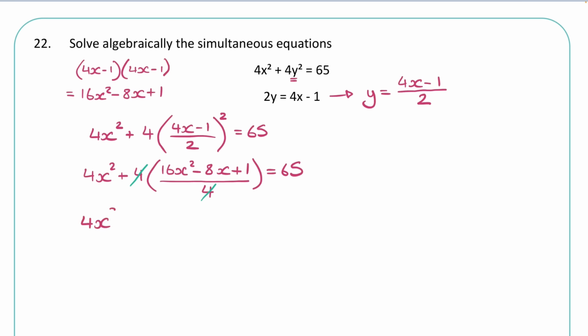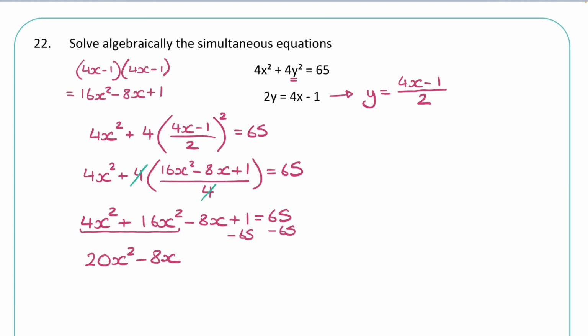So we have 4x squared plus, and because they just cancel each other out, we have 16x squared minus 8x plus 1 is equal to 65. We can now join together these two like terms here. That's dead easy to do in one step, so I'm also going to minus 65 because we need this equal to 0. So we'll do both of those in one step just to avoid writing out this line over and over again. So we get 20x squared minus 8x minus 64 equals 0. So we've got our nice quadratic now that's equal to 0.